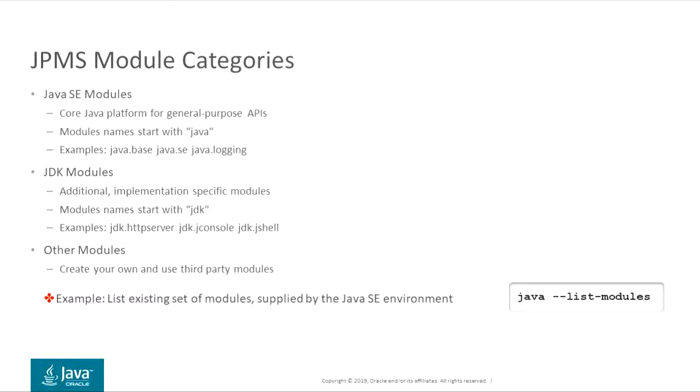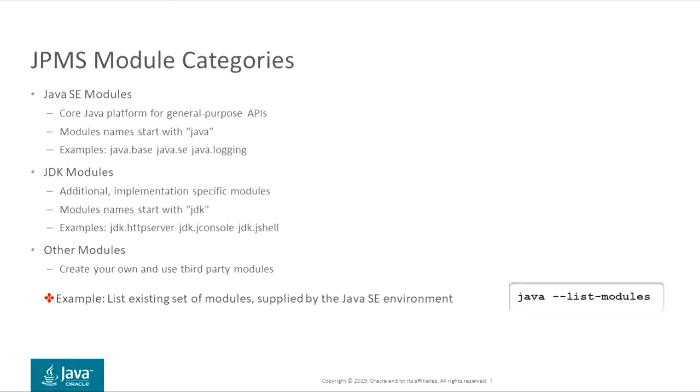Just a few words on the modules that are already available within the Java Development Kit. There are Java SE modules, a group of modules that have a naming convention, called java.base, java.se, java.logging, etc. Just some examples. And then there are also implementation-specific modules that start with jdk, for example, jdk.httpserver, jdk.console, etc. And there might be, of course, other modules, including those that you create.